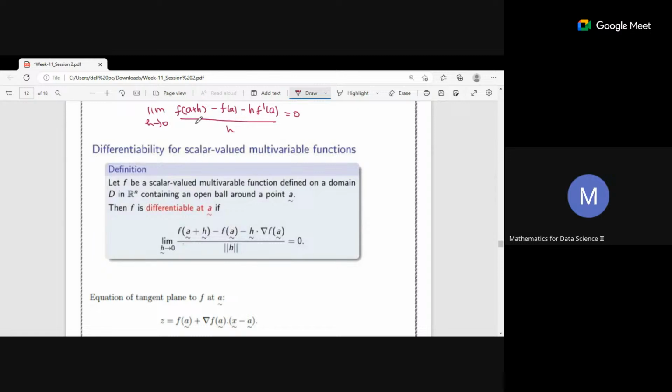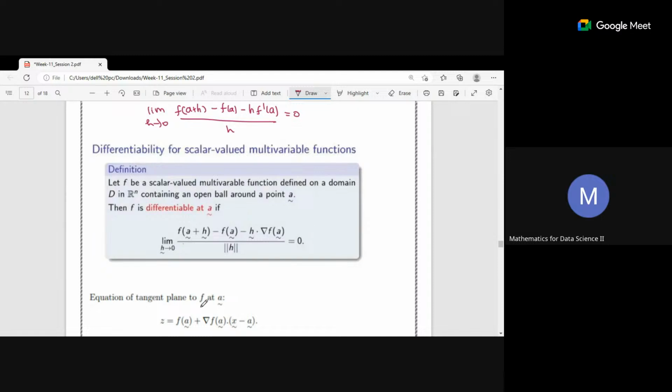So this is the differentiability condition, rewritten from the differentiability condition for a one variable function. You see, it is very analogous. Instead of the derivative, you are having the gradient here. And instead of just h, you are having the norm of h, because now h is a vector and it does not make sense to divide by a vector. So you see a very analogous definition is there.